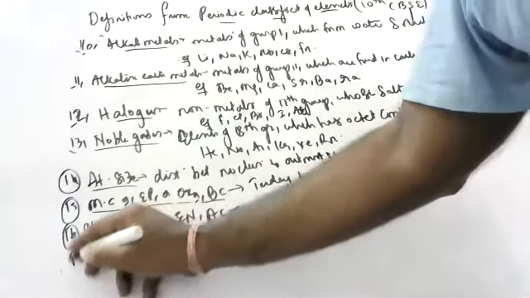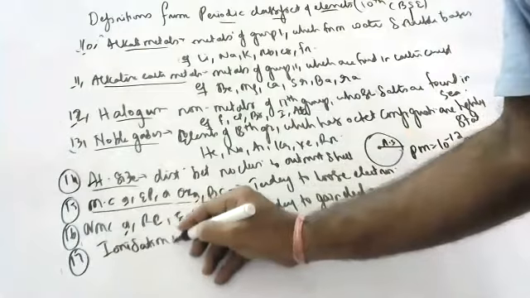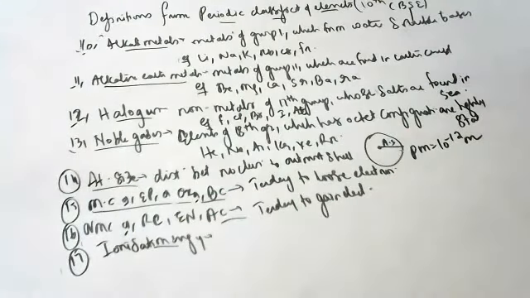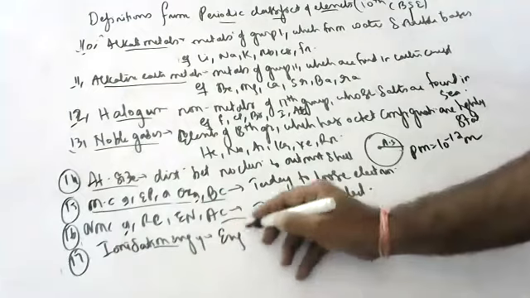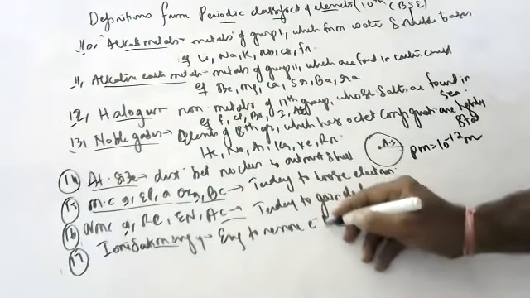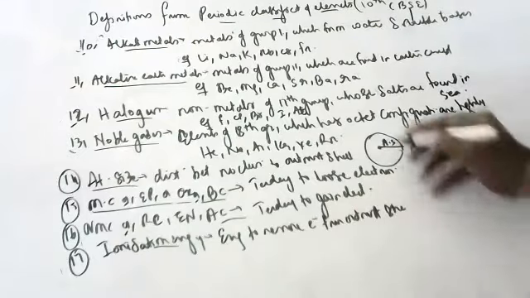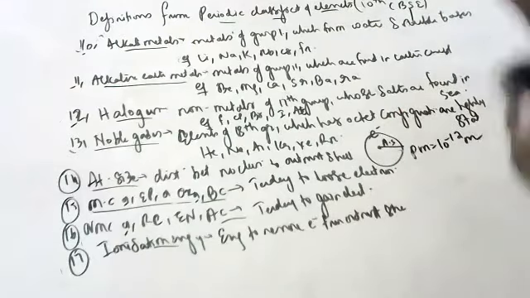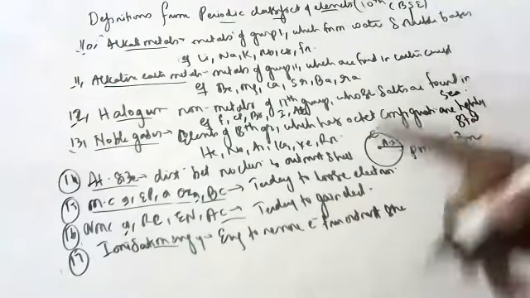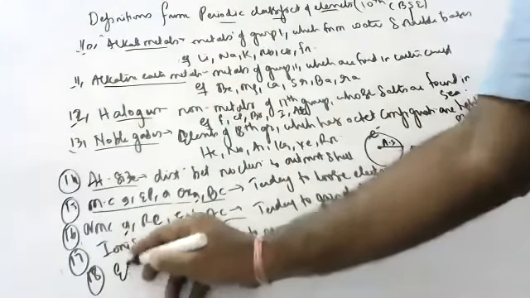Next, ionization energy. What is ionization energy? Energy required to remove electron from the atom. Fantastic. It is the energy required to remove electron from outermost shell. Next, electron affinity.